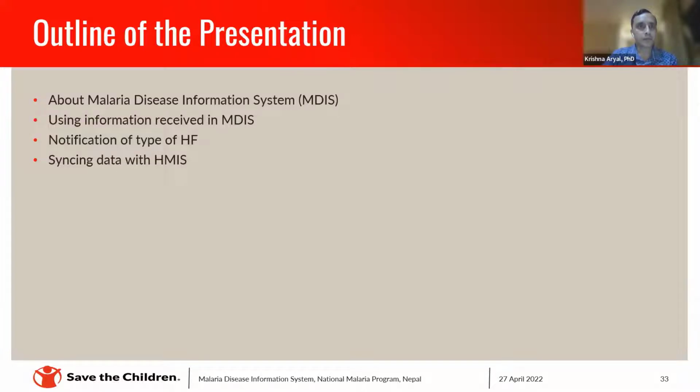Briefly, I'll be talking about the system, what it is about, and how this information is used. Next, I'll talk about what types of health facilities have been reporting to this system. Then I'll be talking about syncing the data with the National Routine Information System. And finally, I'll touch a little bit on the use of this system for decision making and other activities.